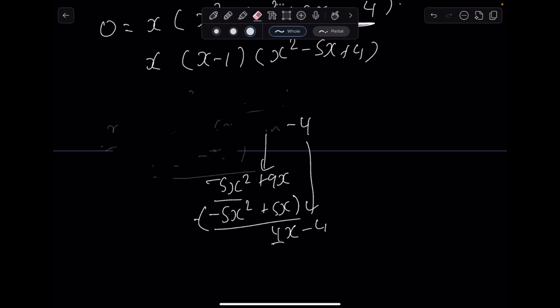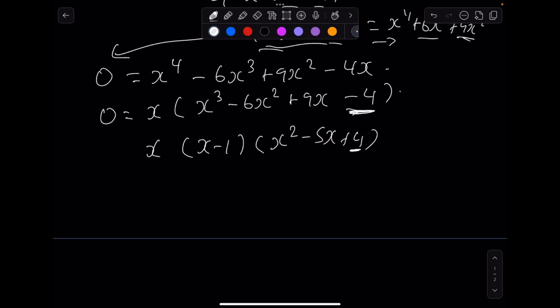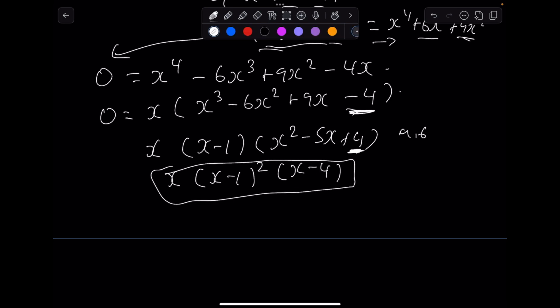Okay, now let's try to factorize this quadratic. We need two numbers, a and b, that multiply together to make 4 and add together to make minus 5. So that's clearly minus 1 and minus 4, right? So this is our final thing. But you see we have a repeated factor of x minus 1, so we can just put that here. So this is our final solution, that all equals 0.